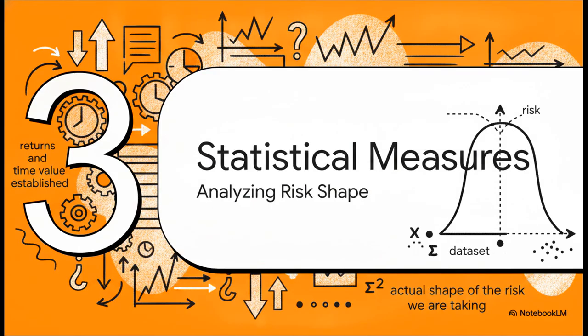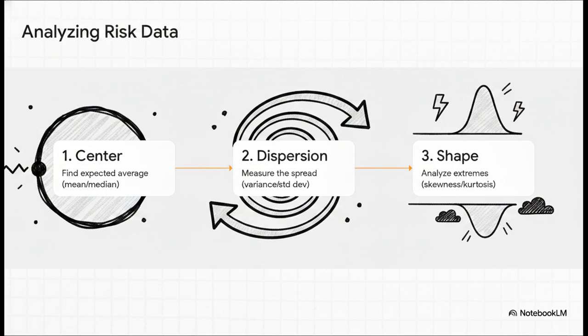Okay, with returns and time value under our belts, let's step back and look at statistical measures of returns so we can analyze the actual shape of risk. When we analyze a data set of historical returns, we don't just stare at a wall of numbers hoping for a revelation. We use a really logical three-step progression to break the data down.